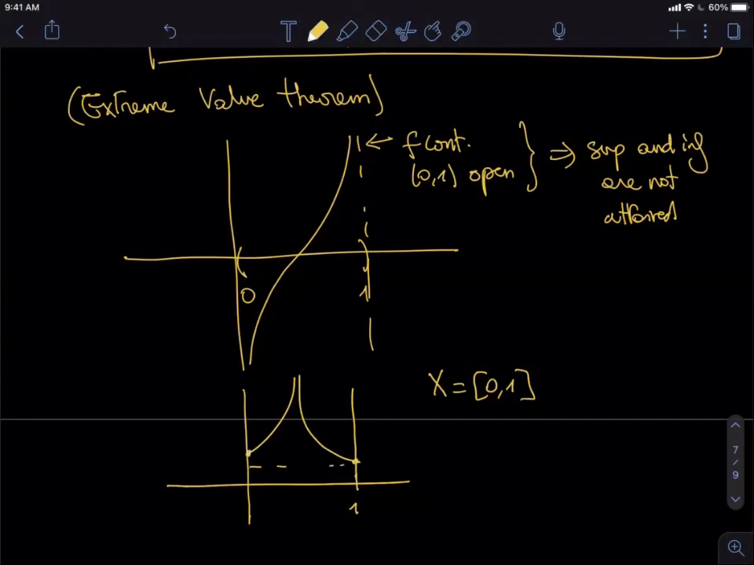the infimum may be attained, but the supremum will not be attained. So there is no p such that f of p equals the supremum of f of x, x in 0, 1.